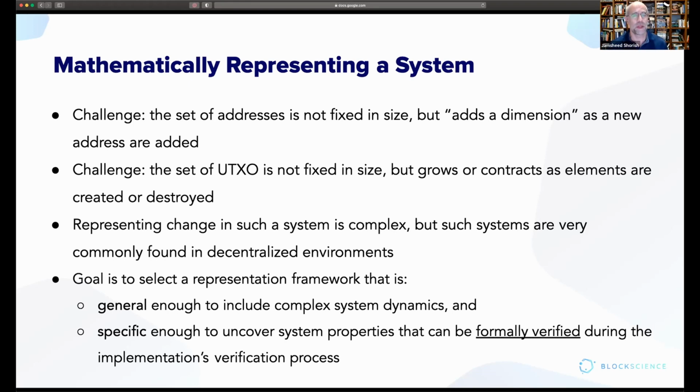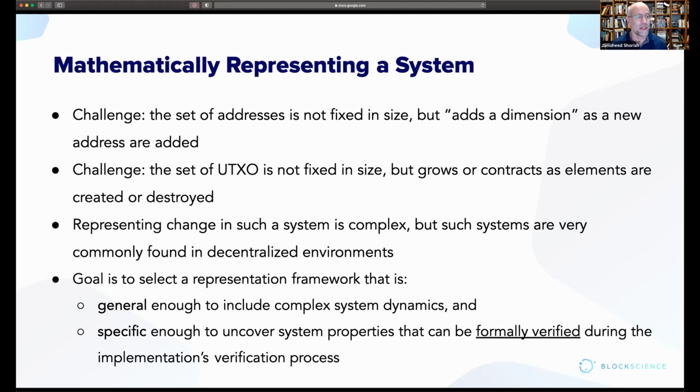If things are more complicated, you would really like a system which will do things that you would like to see. For example, if the set of addresses explodes and adds a new dimension as a new address is added, you want a system that can accommodate that kind of change. If the set of unspent transactions is not fixed in size, but grows or contracts, you want that to be a set that moves in and out and changes over time. And you want to be able to assert properties about that set from the way in which that set is being extrapolated as a system.